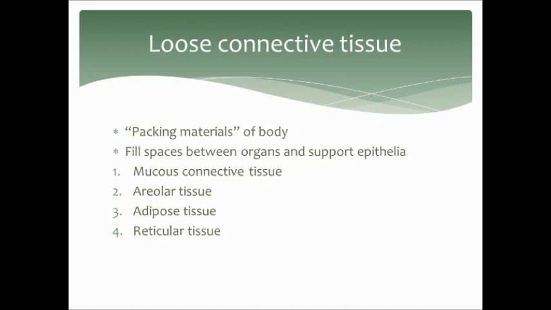So first we're going to start with our types of loose connective tissue. So remember that's our first type of connective tissue proper. Loose connective tissue will be the packing materials of our body. It helps to fill the spaces between organs and support our epithelial tissue. We have 4 main types of loose connective tissue: mucous connective tissue, areolar tissue, adipose tissue, and reticular tissue.